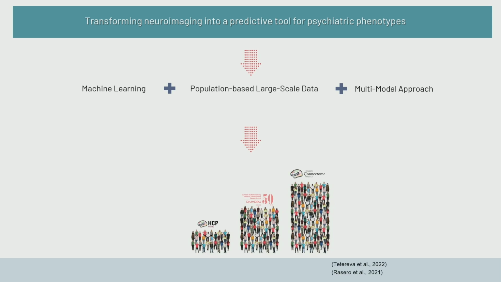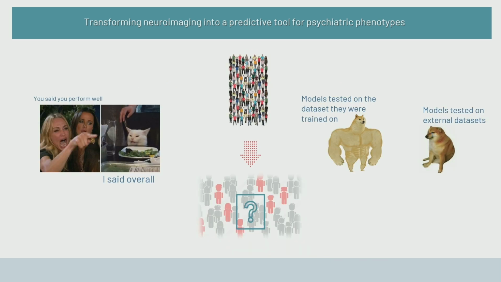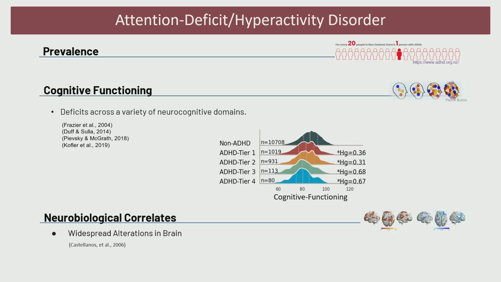This does not mean that the overall performance necessarily guarantees success in specific groups within the same population. So that's one problem. Another problem is that usually models that perform well internally might fail in external unseen data sets. So to address and investigate these two challenges, we used ADHD as our testing case.